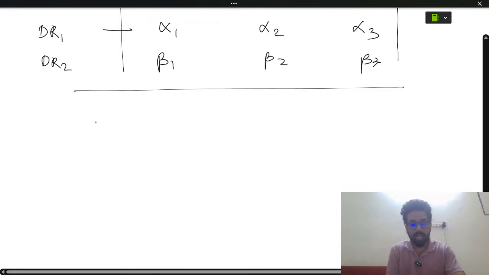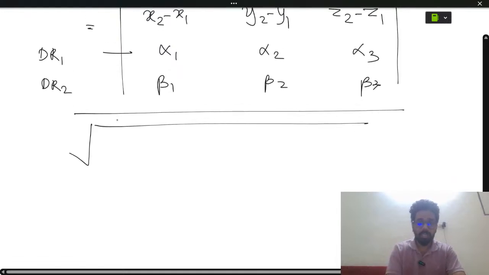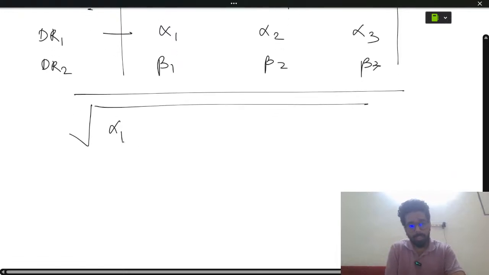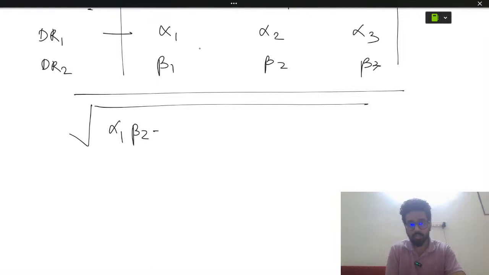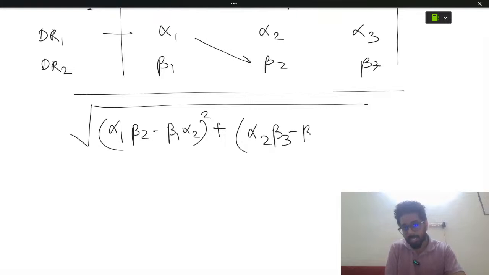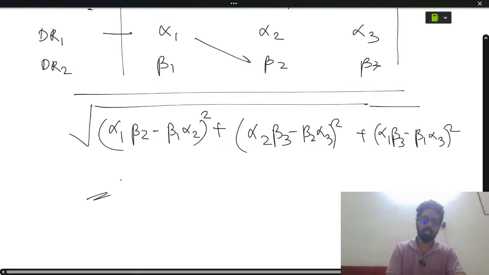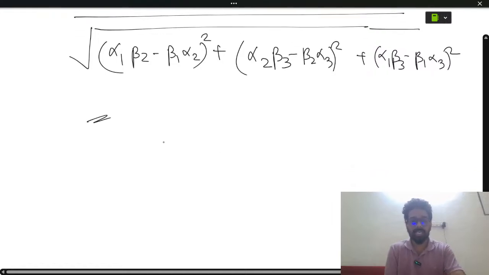Divided by the square root of (alpha 1 beta 2 minus beta 1 alpha 2) whole square, plus (alpha 2 beta 3 minus beta 2 alpha 3) whole square, plus (alpha 1 beta 3 minus beta 1 alpha 3) whole square. That's all. So this is how we will do it, which is exactly the same as the vector form.